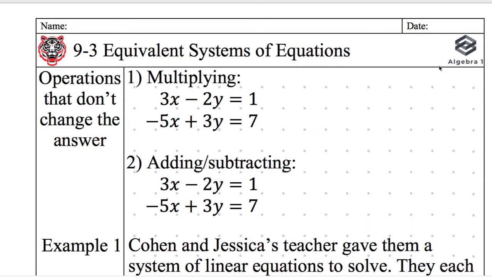We're in Algebra 1, Lesson 9-3. Today's date is January 31st, so write down the date, 1/31. All right, so equivalent systems of equations.